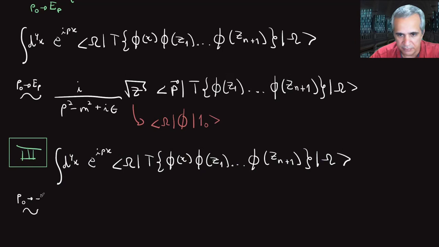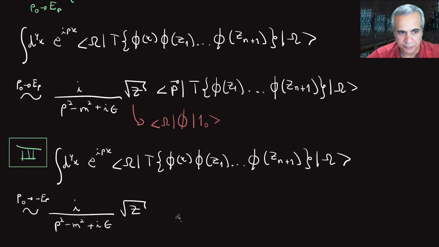That may seem a little bit strange because I'm saying the energy goes negative, but it's actually because I have the wrong sign in the exponential, right? For a state that now is an incoming state instead of outgoing state, right? And this is compensated by the sign in energy. But the rest of the expression looks very similar. So this is p squared minus m squared plus i epsilon. Again, I have a square root of z.